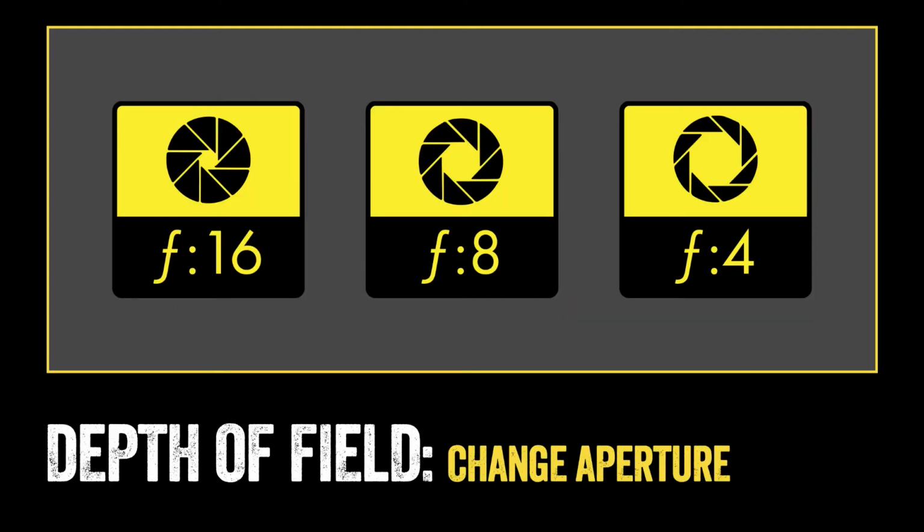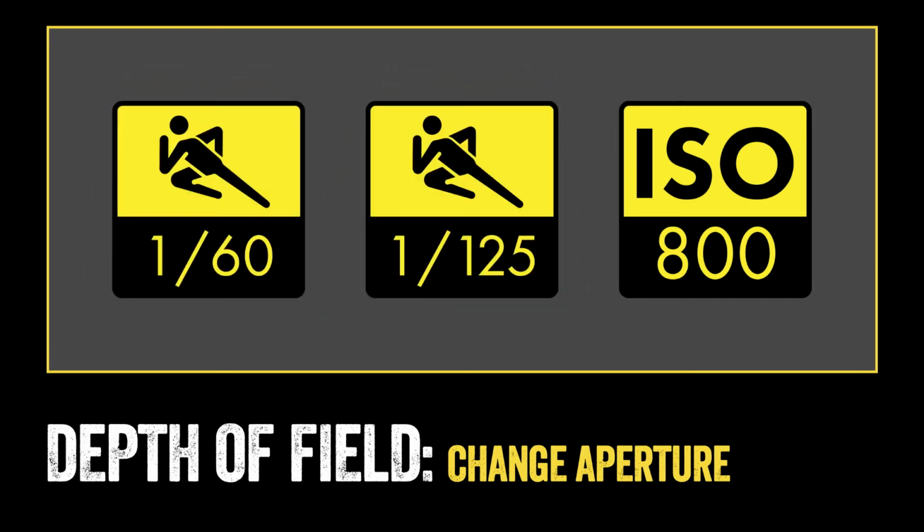We'll start by changing our aperture. The first thing we're going to do is set it to the smallest aperture that lets in the lowest amount of light. We'll start with f16. Now, because f16 lets in very little light, set your shutter to a 60th of a second, or 1/125th of a second, and then adjust the ISO up accordingly until you get a proper exposure.